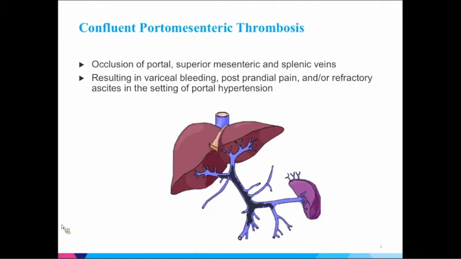So for the rest of this talk, I'm really going to focus on what we call confluent portomesenteric thrombosis, which we've variously called splanchnic venous thrombosis, or complicated portal hypertension, and I'll allude to what I mean by complicated. Therefore I'm going to talk about occlusion in continuity of the portal, superior mesenteric and splenic veins, and the consequences are somewhat easy to imagine.